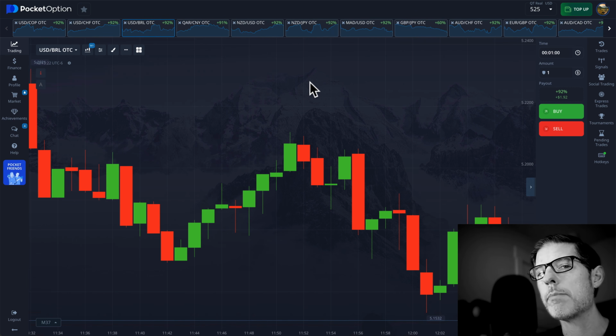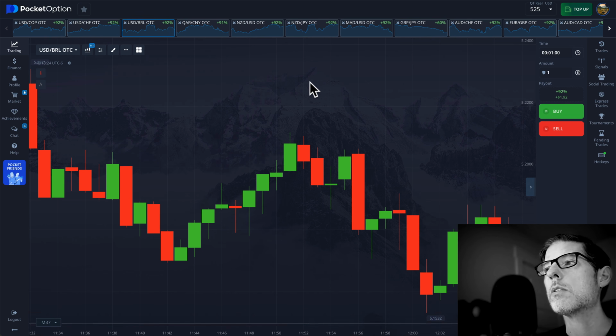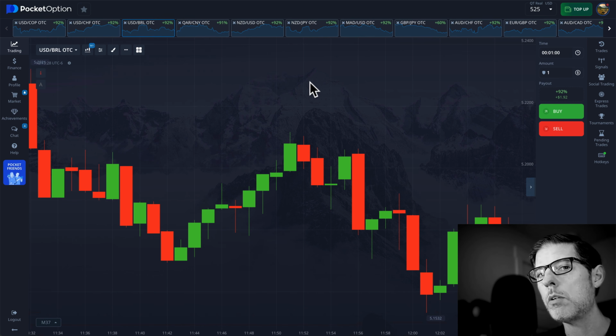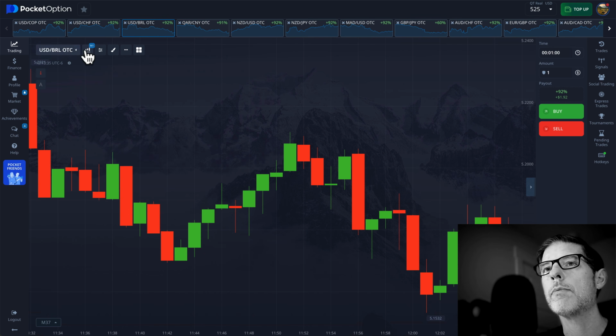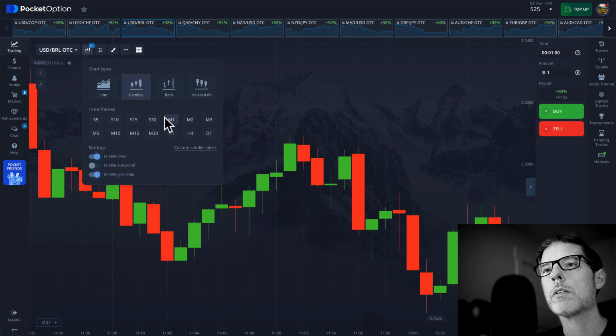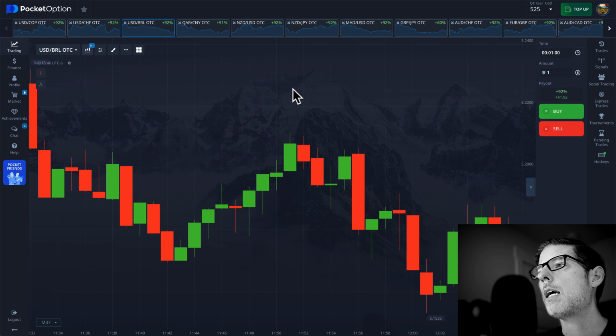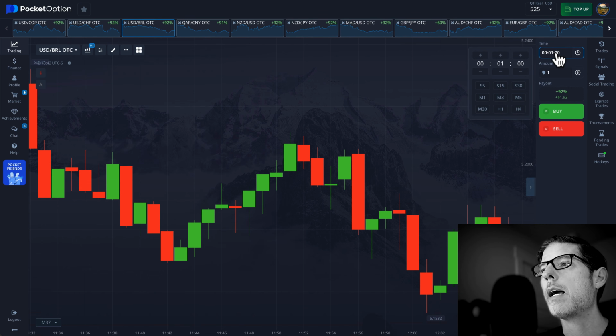You can use live markets if you want to, because we have an expiry with 1 minute or more. So you can use live Forex if you want to. Okay, it's totally up to you. But you can see my settings over here, very basic, just regular candles, 1 minute. And over here with the expiry, I have this set to 1 minute as well.